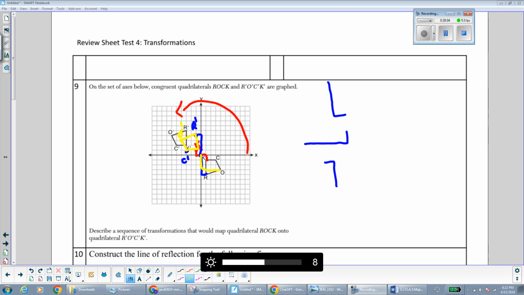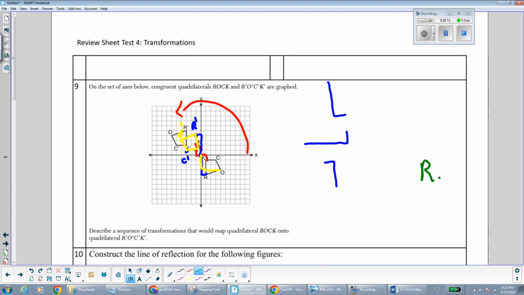So let's describe this sequence of transformations. Based on what we said, this would be a rotation centered at the origin of 180 degrees counterclockwise, followed by a translation of 2 units to the left and 1 up. This is not the only series of transformations that would accomplish this goal, but this is one.